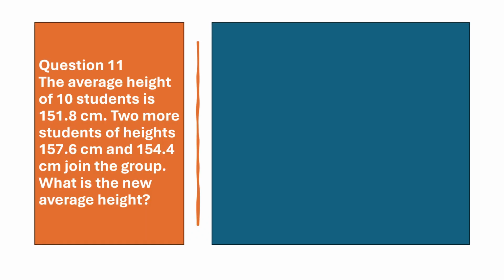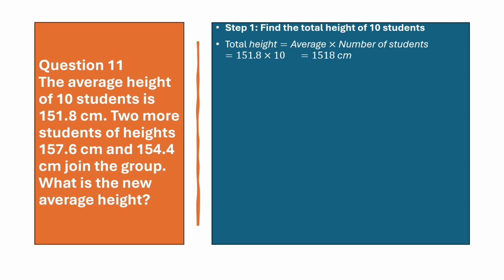Question number 11. The average height of 10 students is 151.8 centimeter. Two more students of heights 157.6 centimeter and 154.4 centimeter join the group. What is the new average height? Now the average height of 10 students is already given, that is 151.8 centimeter. So how are you going to calculate? You need to find the total height, students.